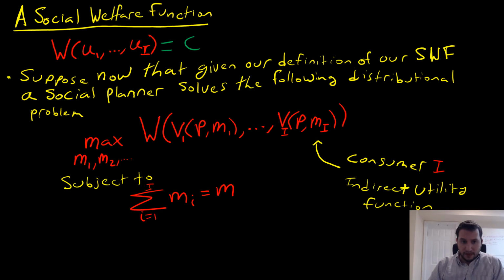Now, given our definition of the social welfare function, we say our planner solves the following distributional problem. It's the same problem that we have here, which is maximizing this social welfare function, but this time we're thinking in terms of indirect utility functions as a function of prices and each individual's income, where the sum of the incomes of individuals is equal to the aggregate income. This is just an identity through the mechanics of how things are.